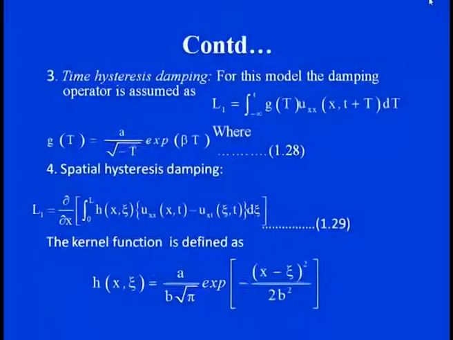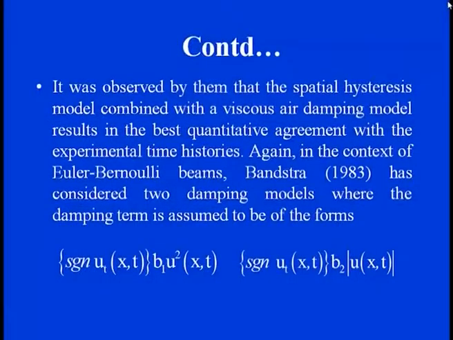In that they consider the kernel function, and this kernel function h, which depends on x and ζ, is nothing but equal to a by b square root of pi times exponential e to the power minus (x minus ζ) whole square divided by 2b square, where a and b are coefficients depending on the system parameters and the operating conditions. So, in the spatial hysteresis model, the final one, which is simply a combination of the viscous air damping model and the other models, gives the best quantitative agreement with the experimental time hysteresis.